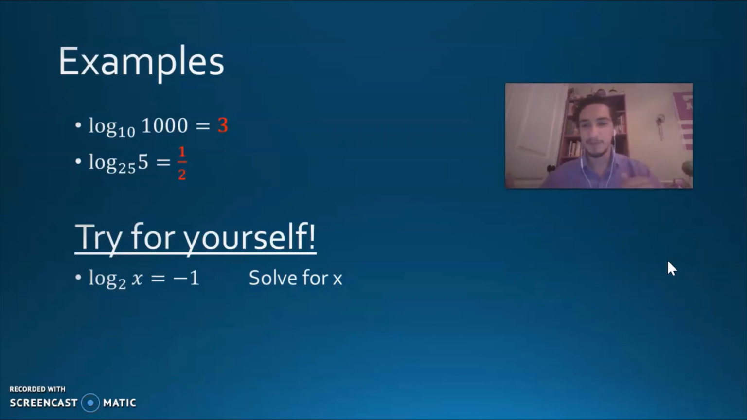Okay, so now that we've discussed that, try this next one for yourself. Log base 2 of x is equal to -1. So try solving for x. Take a minute and do so now.